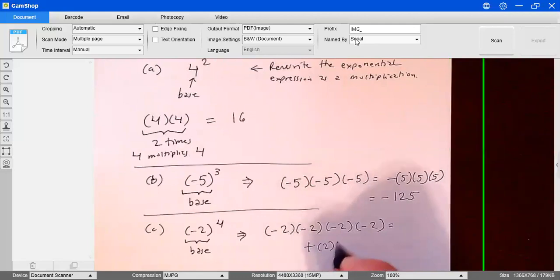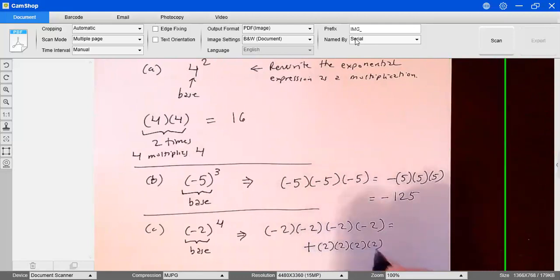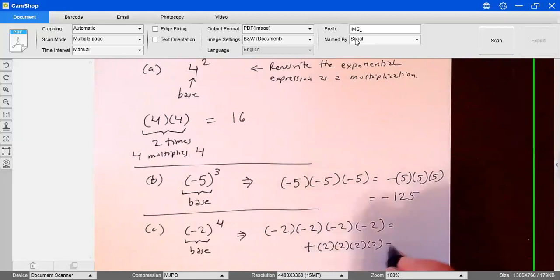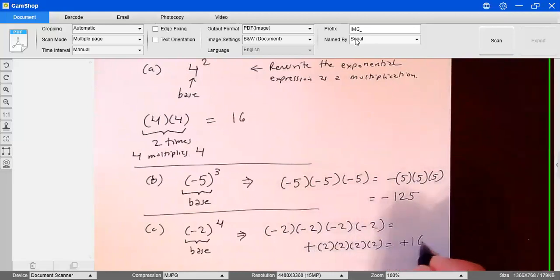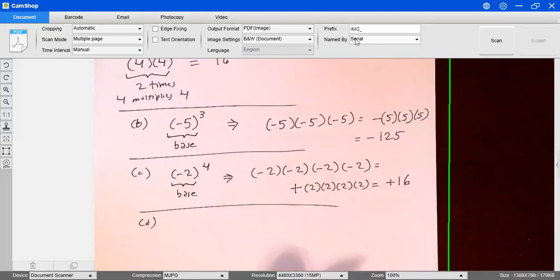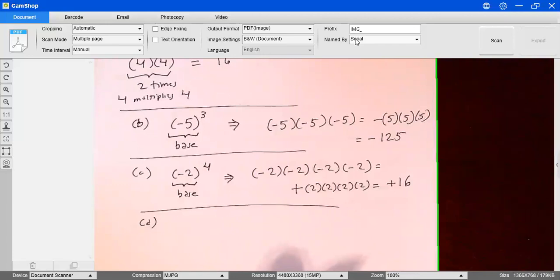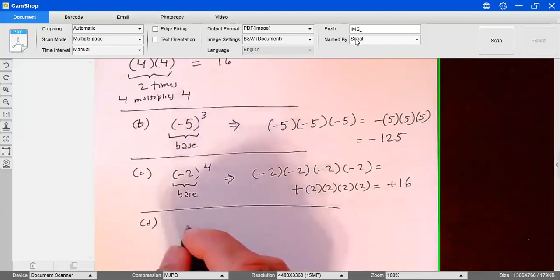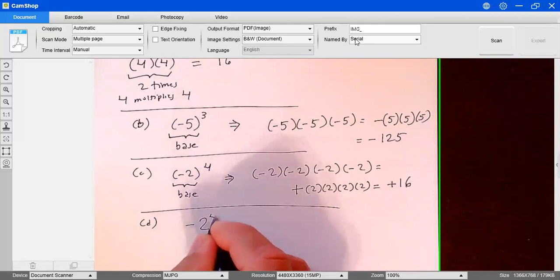So then you just need to multiply the absolute values. So the answer is going to be positive 16. And finally, we have one more case with respect to this example, and this is -2 to the 4.